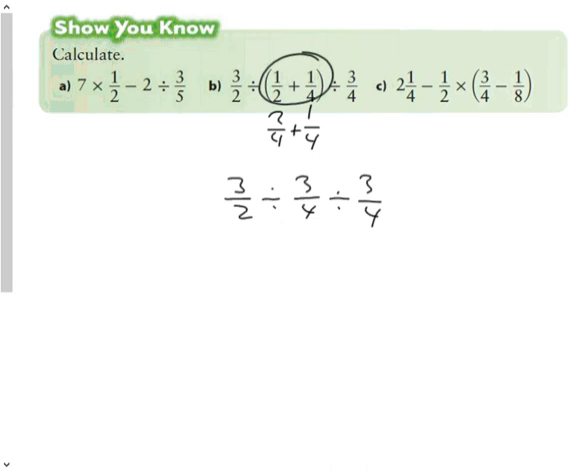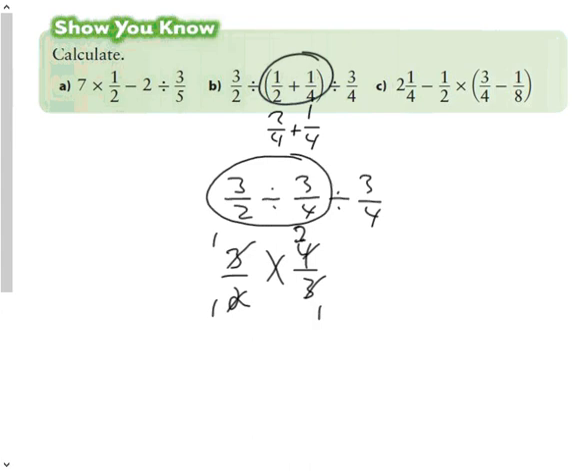So now I have 3 over 2 divided by 3 over 4 divided by 3 over 4 again. So now I just have 2 divisions left. So now what I'm going to do is I'm going to keep the first fraction, change to multiplication and use the reciprocal. And I'm going to solve this using cross reduction. So 3 over 3 is going to become 1 over 1. 4 over 2 is going to become 2 over 1. And when I multiply that out, this whole division statement is going to just become 2 over 1 or just 2.